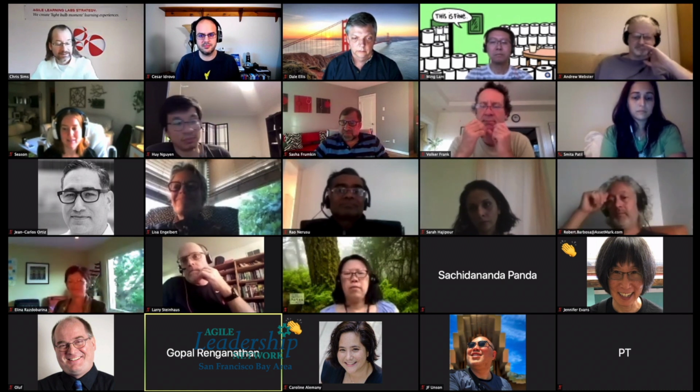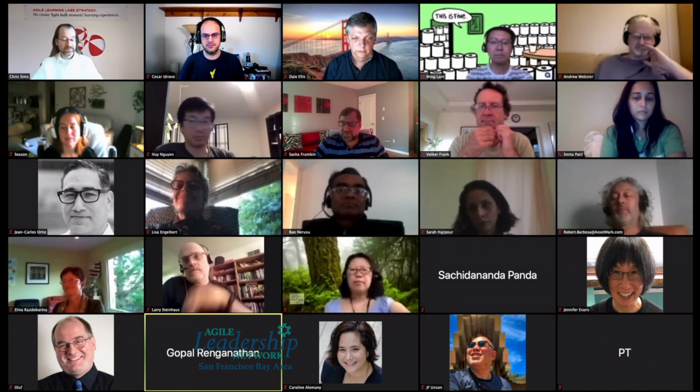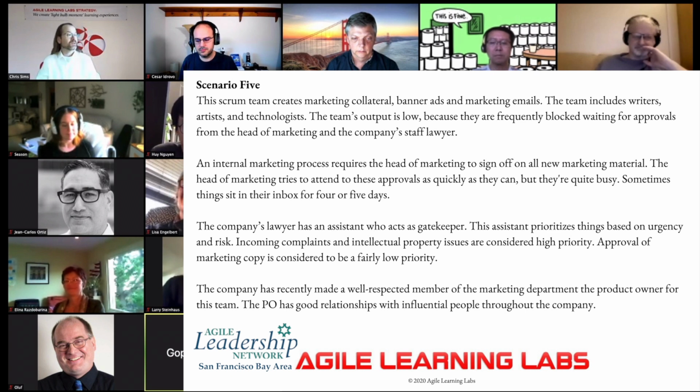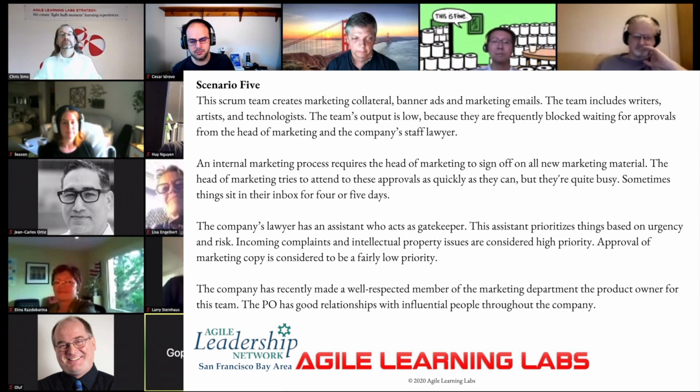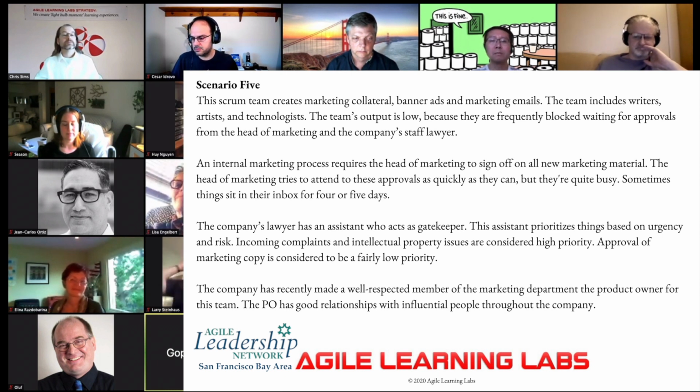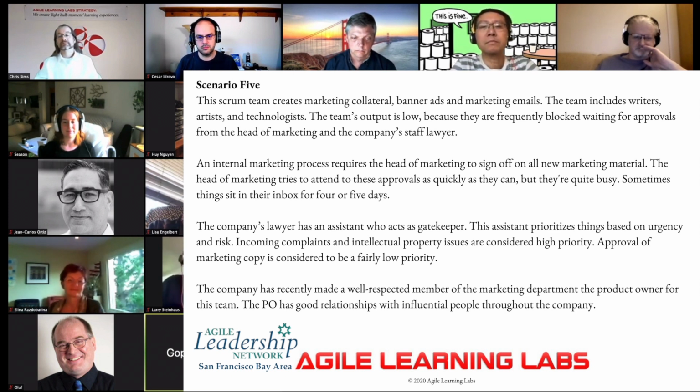This is Gopal. All right, so the scenario is this: the Scrum team creates marketing collateral, banner ads, and marketing emails. The team includes writers, artists, and technologists. The team's output is low because they are frequently blocked waiting for approvals from the head of marketing and the company's staff lawyer. An internal marketing process requires the head of marketing to sign off on all new marketing material. The head of marketing tries to attend to these approvals as quickly as they can, but they are quite busy. Sometimes they sit in the inbox for 4 to 5 days.